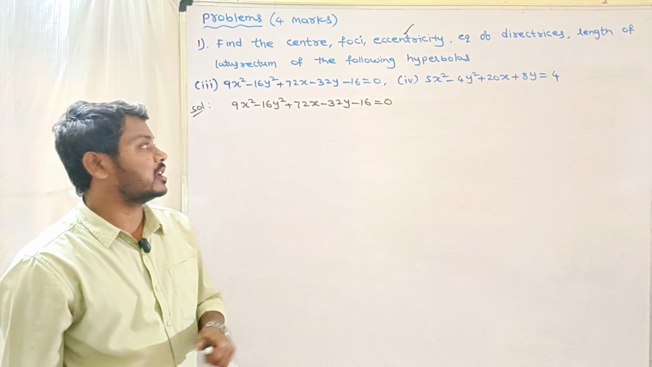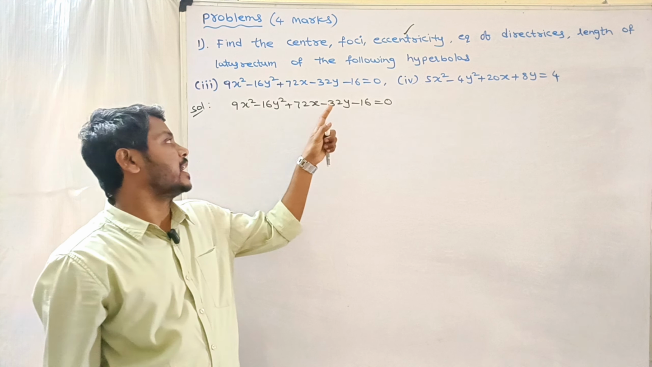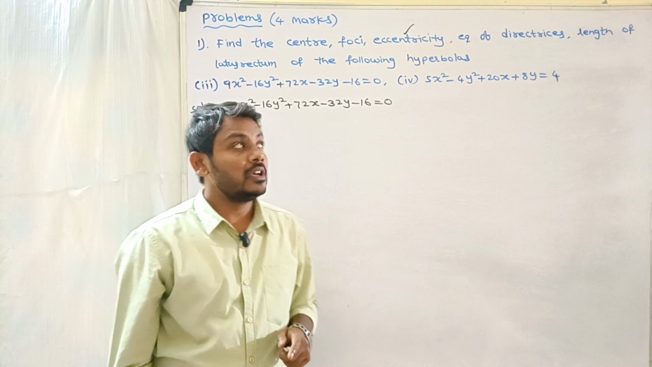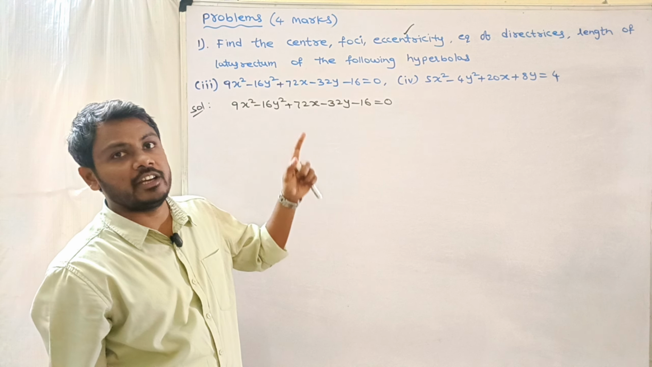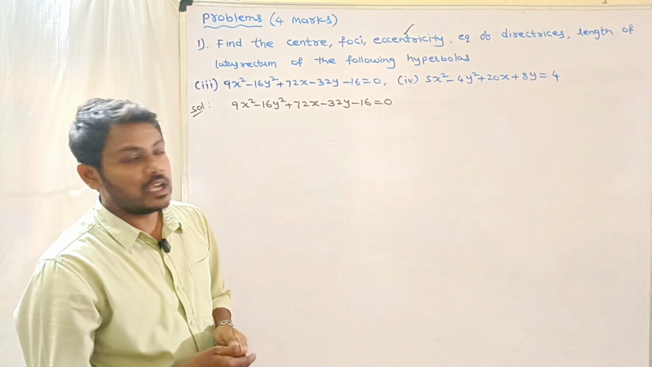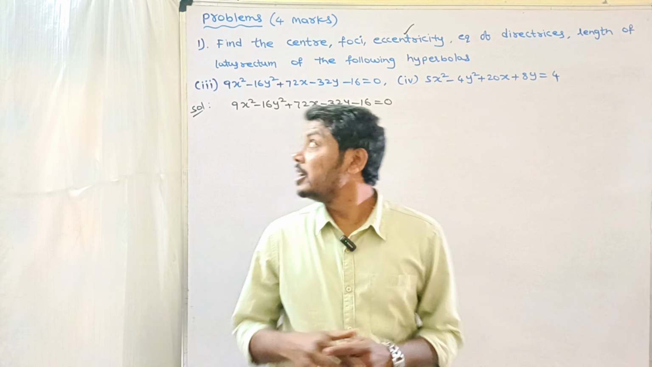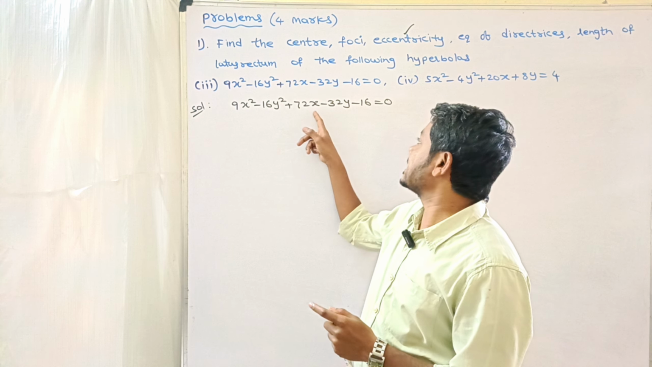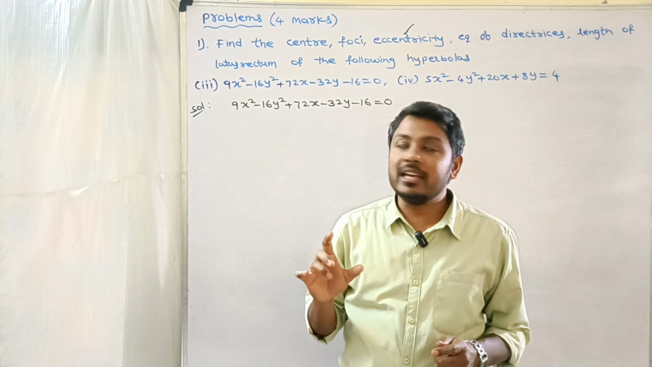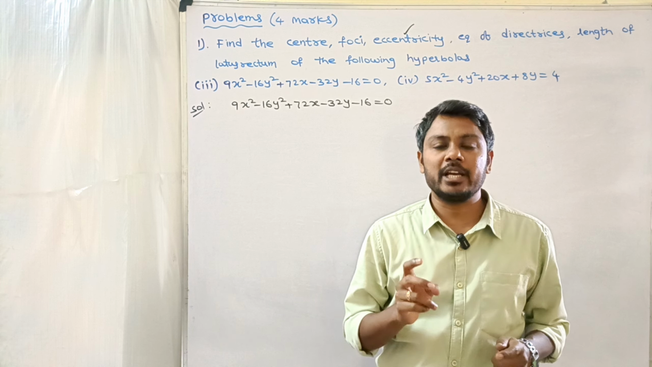So next, question number 3. 9x² minus 16y² plus 72x minus 32y minus 16 equal to 0. Here also you can find the same: center, foci, eccentricity, equation of directrix and LLR. So clearly, this is not in standard form. Here we have x coefficient, y coefficient and constant. So in that case the center is shifted to some point (h, k).